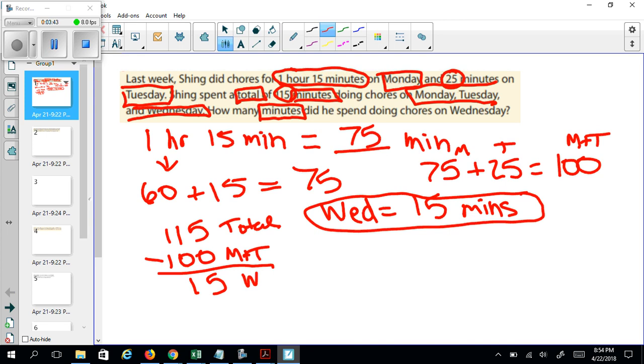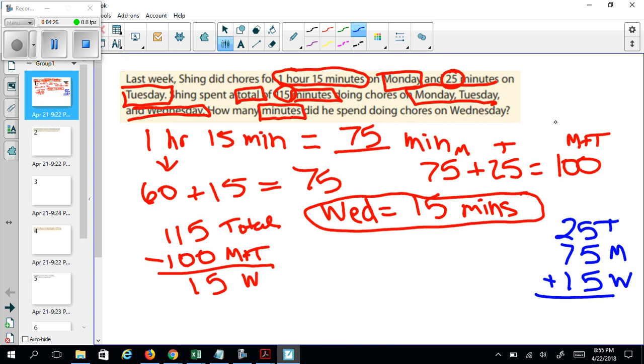Now, if you want to double check your answer, what you're going to have to do is this. You have to take the 25 minutes on Tuesday, add the 75 minutes, that was the hour and 15 minutes for Monday, and then you have to add the 15 minutes that you just got for Wednesday. Okay, so here's Tuesday, here's Monday, here's Wednesday. Does it matter that it's not Monday, Tuesday, Wednesday? No, because of the commutative property of addition, we can flip the numbers and it doesn't matter which one is in which spot. So we have to do our ones.